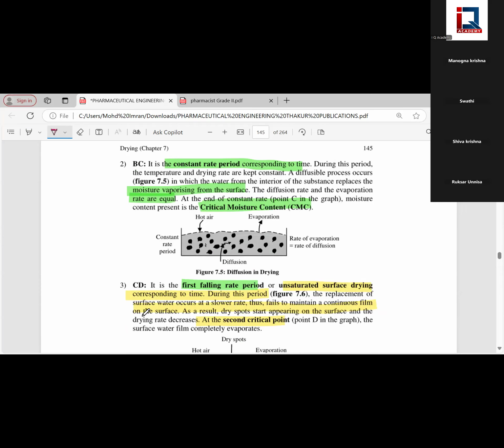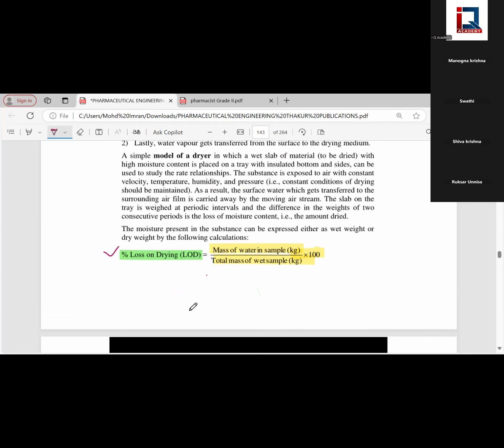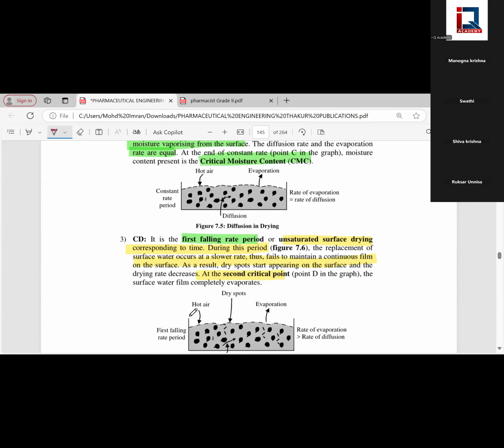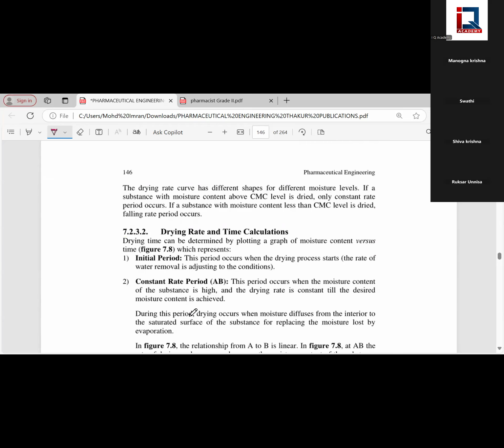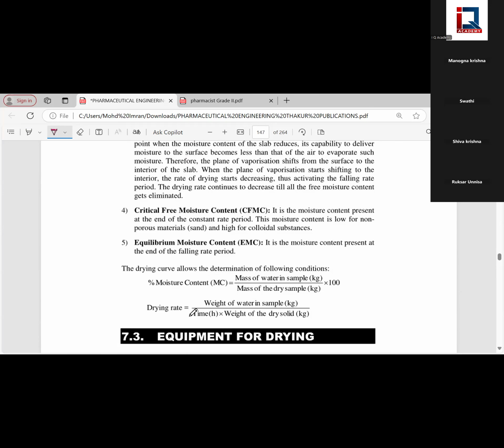CMC is critical moisture content. CMC, we are seeing this point. Point C is CMC. Point E is EMC, equilibrium moisture content. FMC, we studied as well. FMC is free moisture content. Now we are going to see further new things, that is critical free moisture content, CFMC.